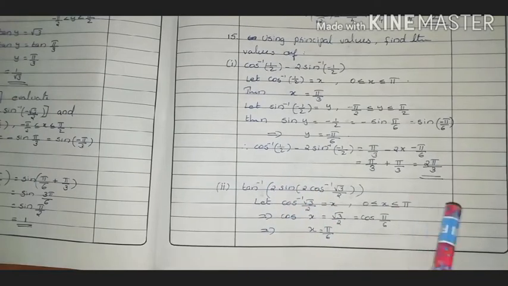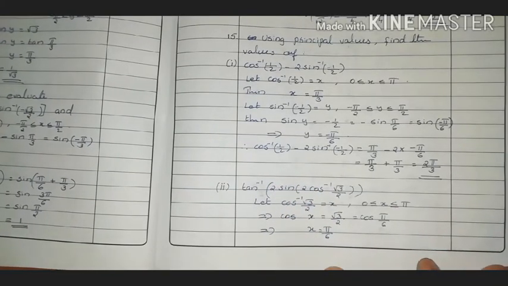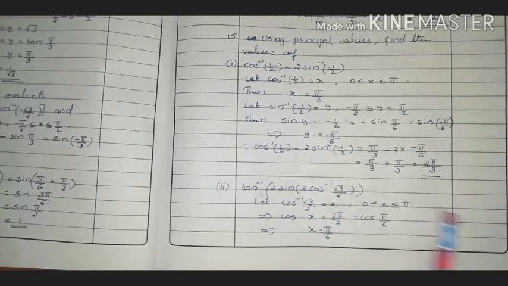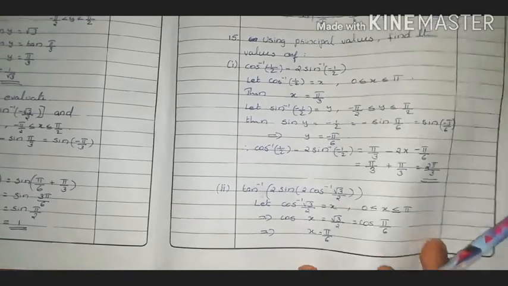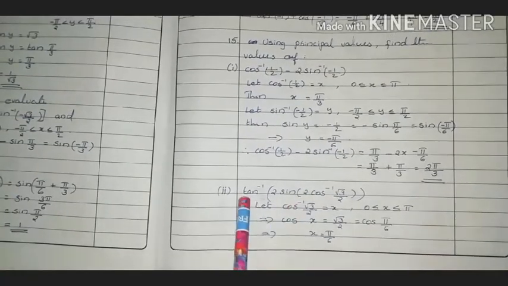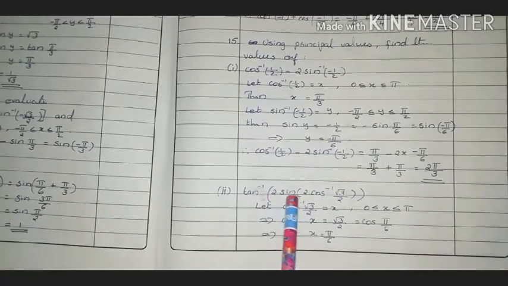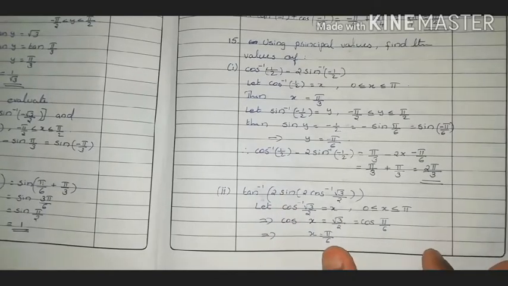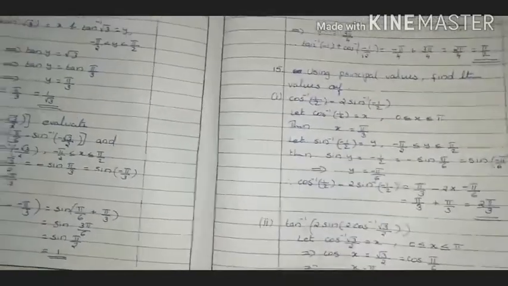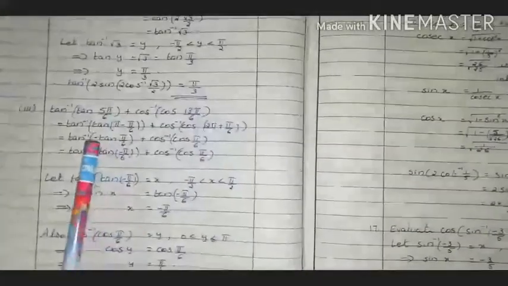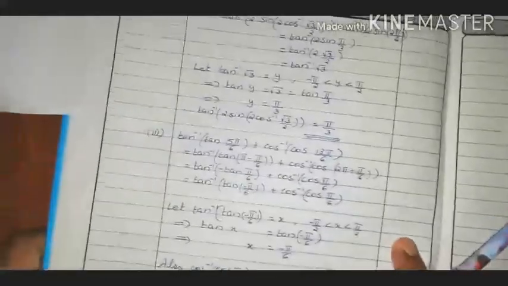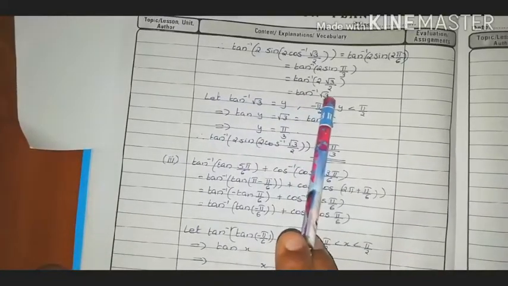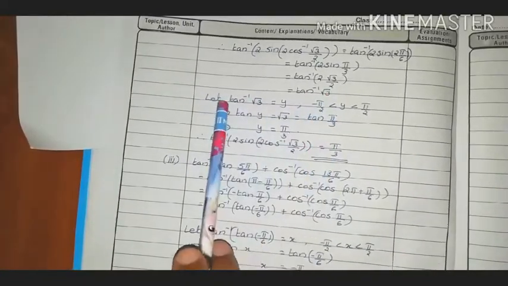So what's the value of sin pi by 3? Sin pi by 3 is root 3 by 2. Substitute that here. So you will get tan inverse 2 into root 3 by 2. We can cancel that 2. Then you will get tan inverse root 3. And that value we can find by using this method.